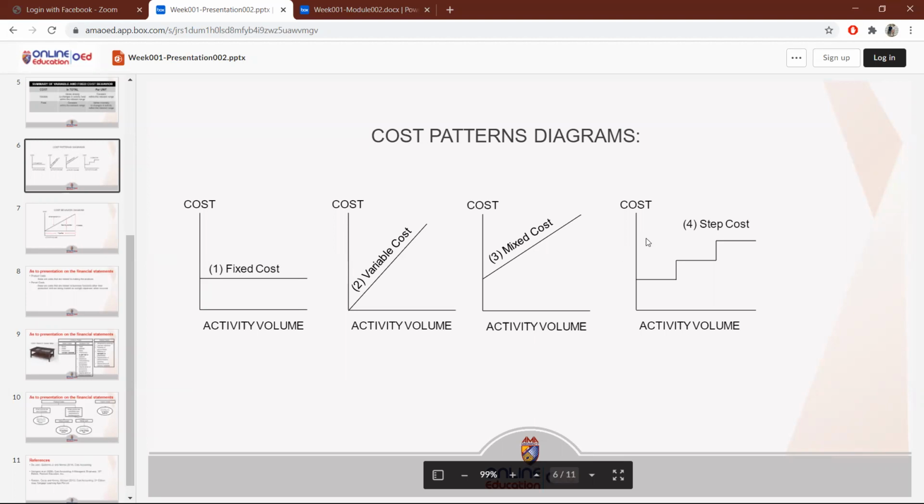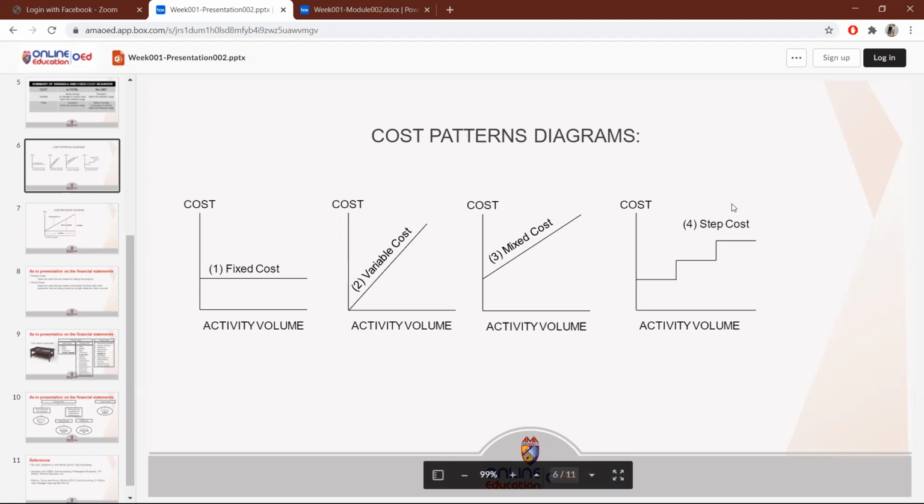The last type of cost is the step cost. As you can see, it's like a staircase. So there is a certain range where it is fixed. Then after this certain range, it increases. Then there is another certain range where it is fixed again. That is what we call step cost.